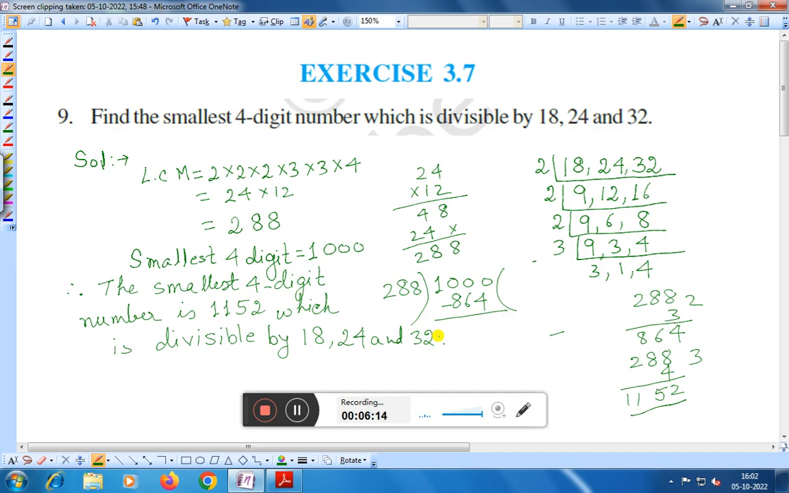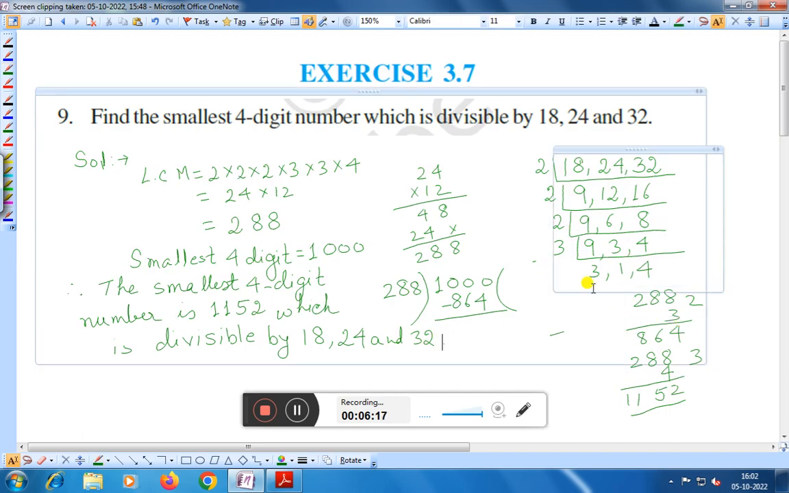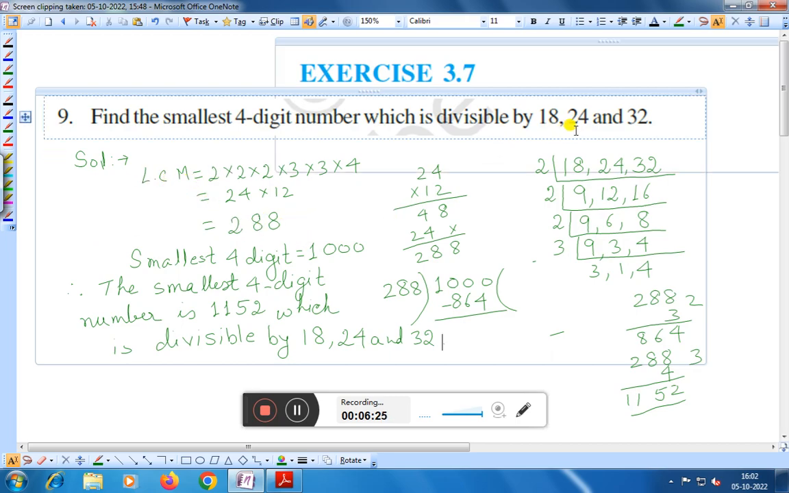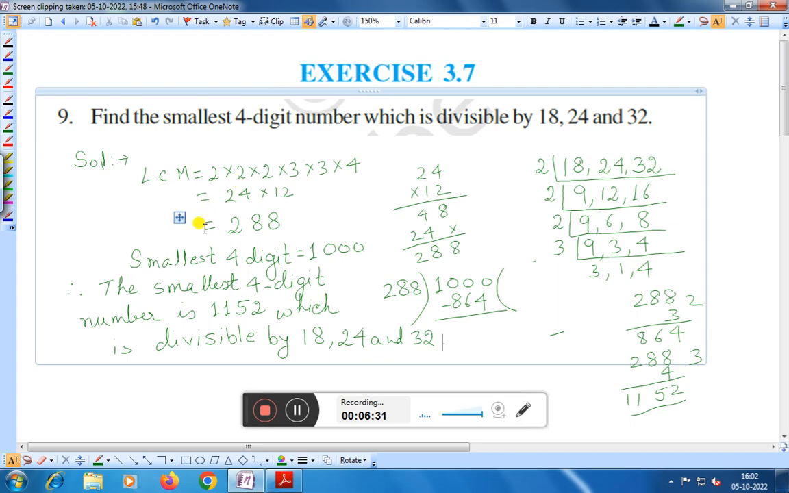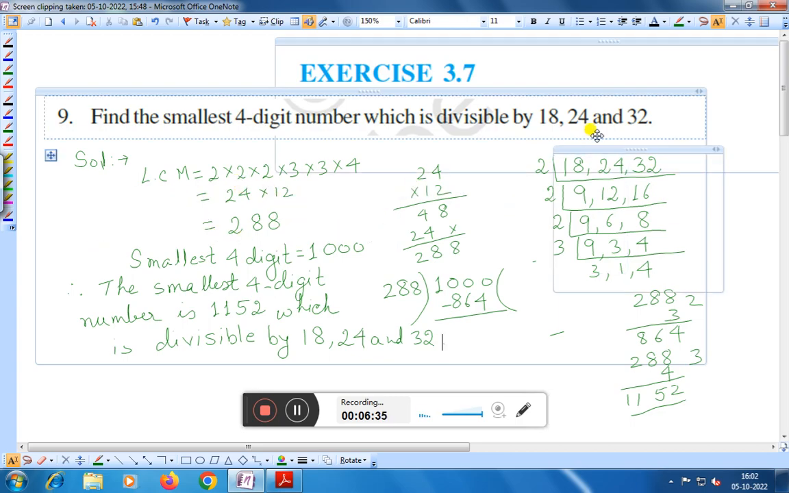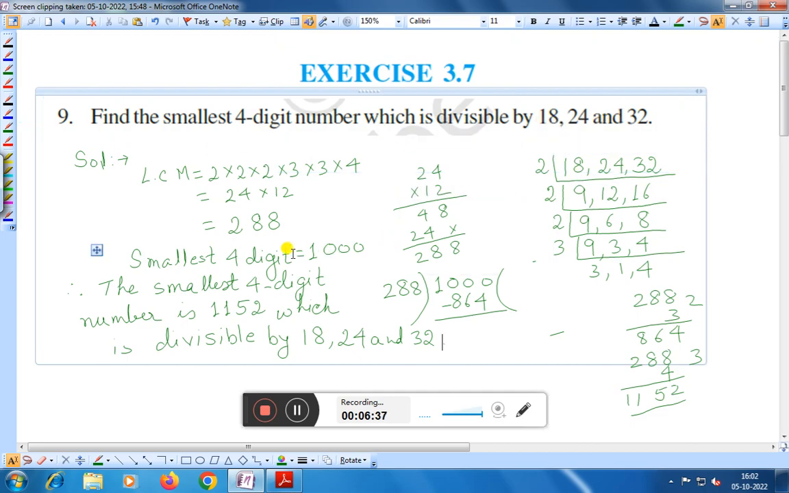Let us repeat. Find the smallest 4-digit number which is divisible by 18, 24 and 32. First of all, we have to find the LCM of the numbers. We find the LCM. LCM is 288. Now, LCM means least common multiple. That means 288 is divisible by 18, it is divisible by 24 and it is also divisible by 32. If we take another number which is divisible by 288, that number will also be divisible by 18, 24 and 32. We have to take a 4-digit number.